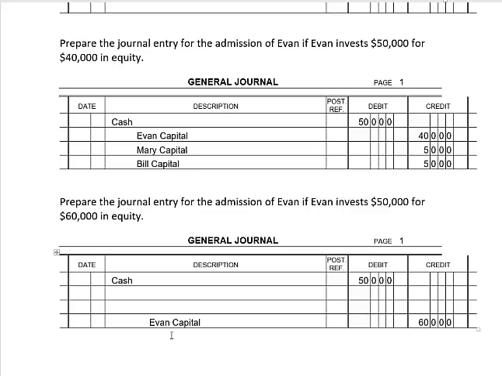In this case, it is a bonus to the new partner because Evan has put in less money than he's actually getting capital credit for. So in this case, we reduce the two other partners' capital by the $10,000 equally. So for Mary's capital, it's going to get reduced by $5,000. And then Bill's capital will also get reduced by $5,000.